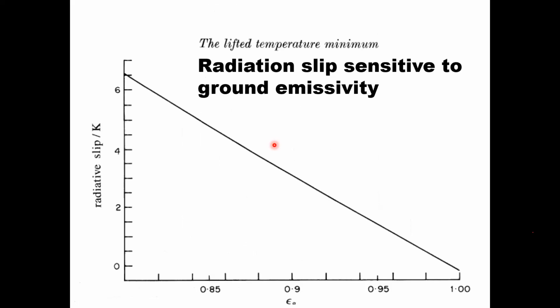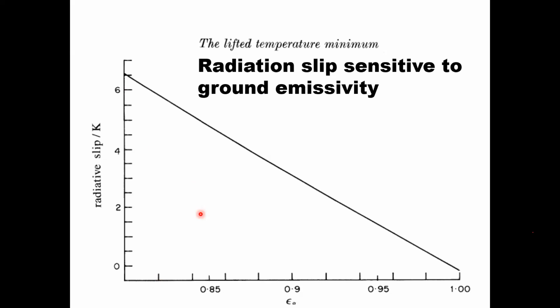Now, this radiation slip, that is the temperature drop very close to the ground, is sensitive to emissivity. You can see that if emissivity is 1, the slip is almost 0. There's no temperature drop. But as you reduce the emissivity, it goes up to 2 to 3 degrees. And if you're willing to go even lower values, you can even have 6 degrees. In some deserts, you may even see 6 degrees because the desert soils have low emissivity.